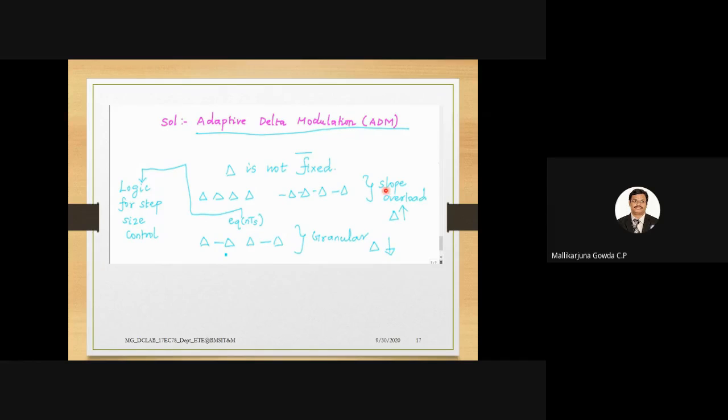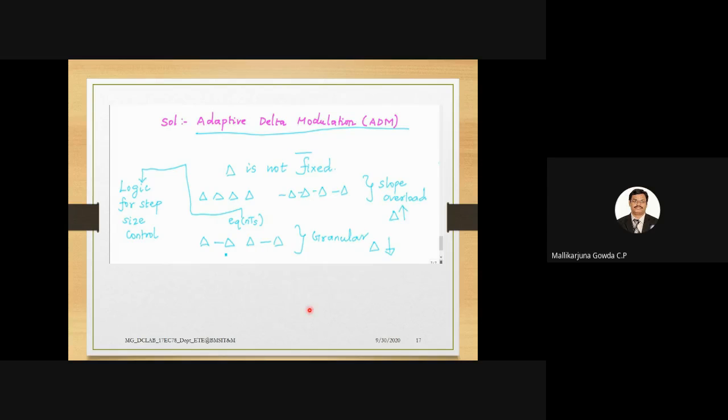To understand whether the slope overload distortion is there or not, looking at the output of the converter, I will be able to say whether there is a problem in the conversion or not. If there are continuous values of delta, means what? Continuous values of binary 1 or continuous values of binary 0 only, then I can say there is a slope overload distortion problem in the conversion. If I am getting alternate ones and zeros, means once it is 1, next 0, then 1 0 1 0, like that, looking at that output, I can say there is a granular noise problem in the signal.